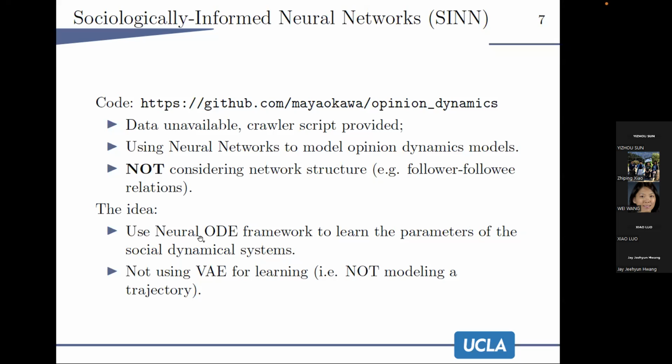And they are claiming that they use the ODE framework to learn the parameters of the social dynamical system, but they are not using a VAE, a variational autoencoder, for learning. Unlike most of the other neural ODE works that we can see, where a trajectory is predicted and compared to the ground truth observations, it's not the case. They are kind of modeling from step to step.